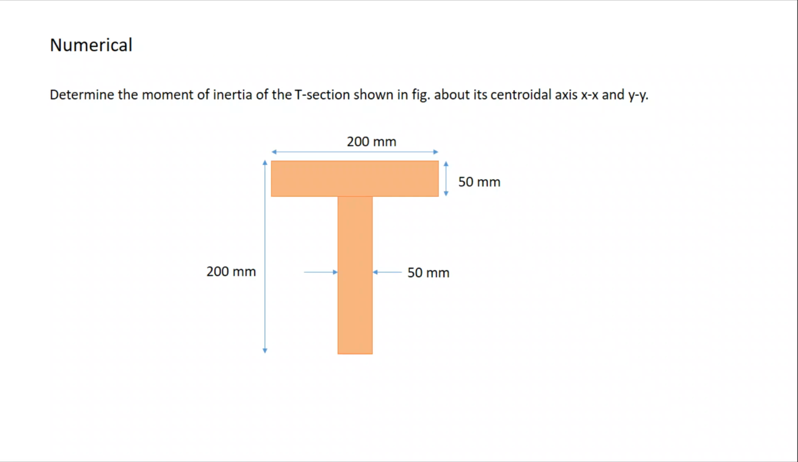Total height of this T section is 200 mm and width is 200 mm, flange height is 50 mm and web thickness is 50 mm. Now here we are asked about the centroidal x-x axis and centroidal y-y axis moment of inertia. So first we have to find the centroid of this T section.